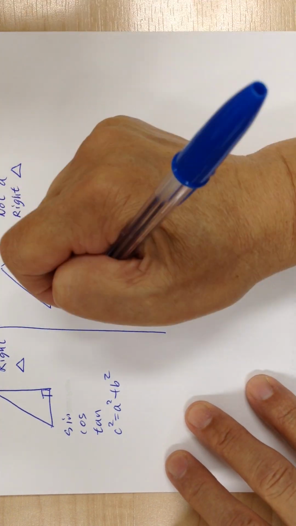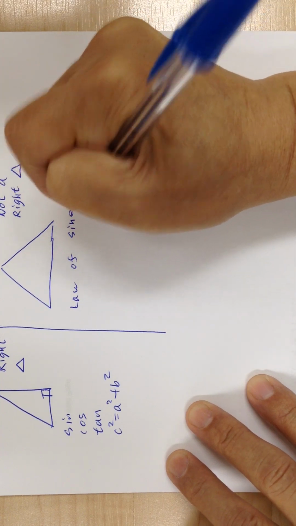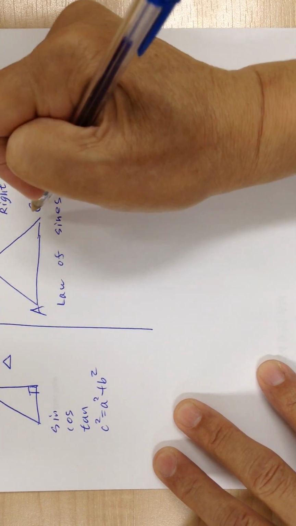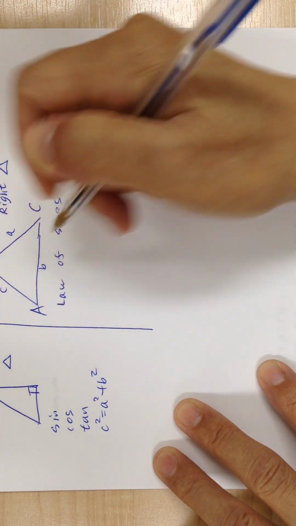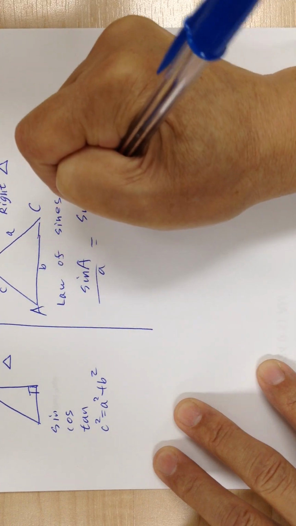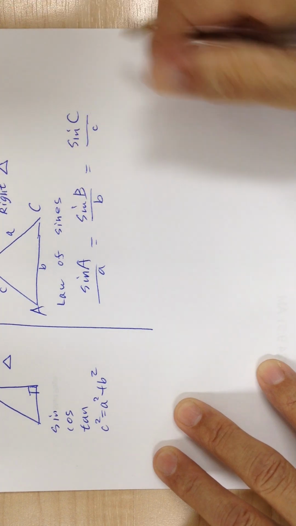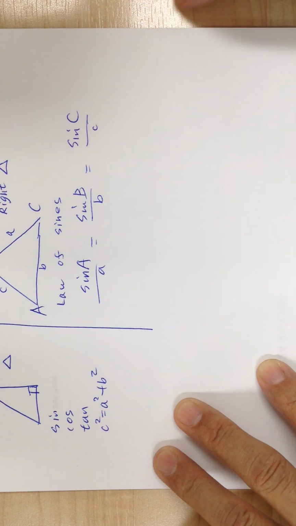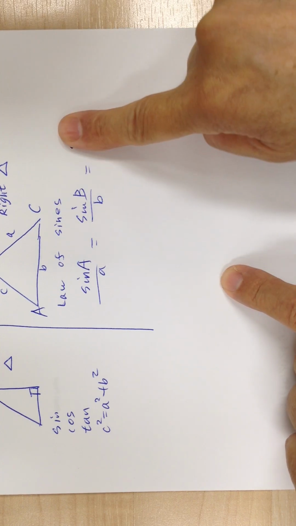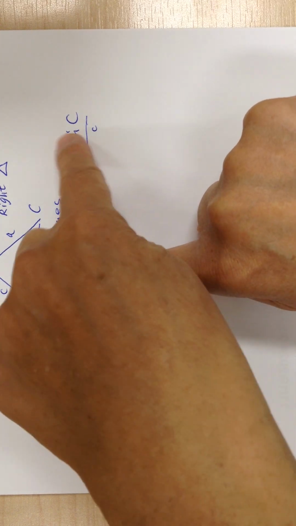Okay, so the law of sines is when you have angles A, B, C, and sides a, b, c. The law of sines is sine A over a equals sine B over b equals sine C over c. And you can use any of the three combinations. For example, sine A over a equals sine C over c, or sine A over a equals sine B over b, or sine B over b equals sine C over c.